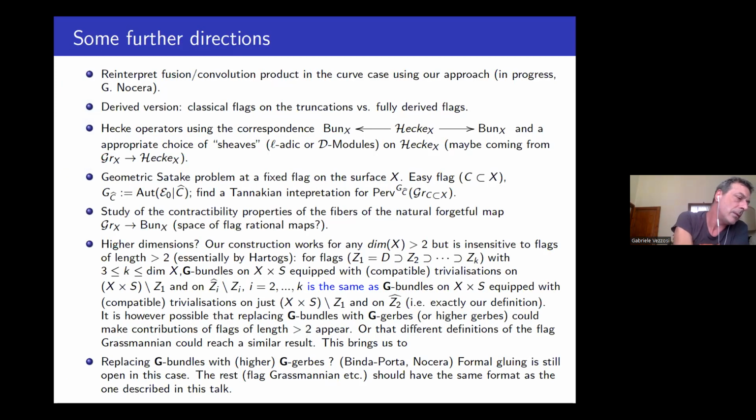And hopefully I will finish with this direction. I tried to list everything we might do or people interested could do, but of course there might be other things. The first thing that Guglielmo Nocera is pursuing now is to reinterpret the fusion and convolution product in the curve case using this flag approach for the curve case, so using Cartier divisors. So basically putting forward the remark by Beilinson-Drinfeld.